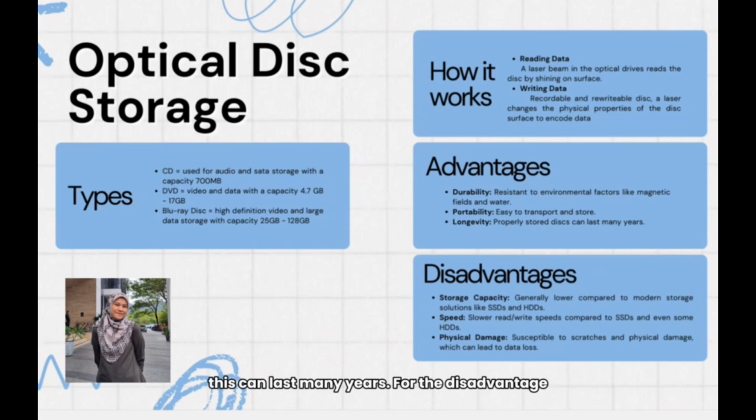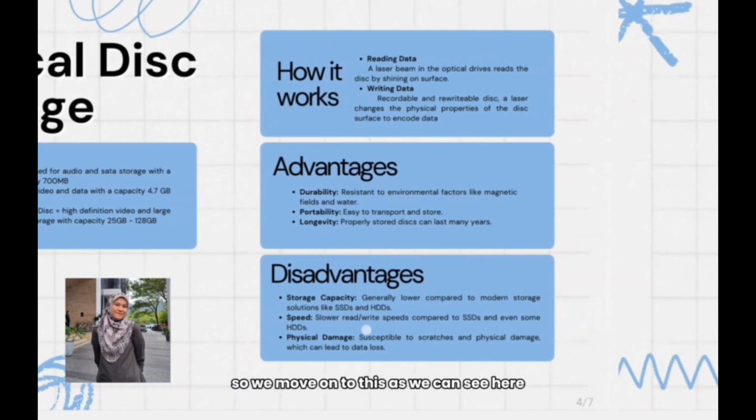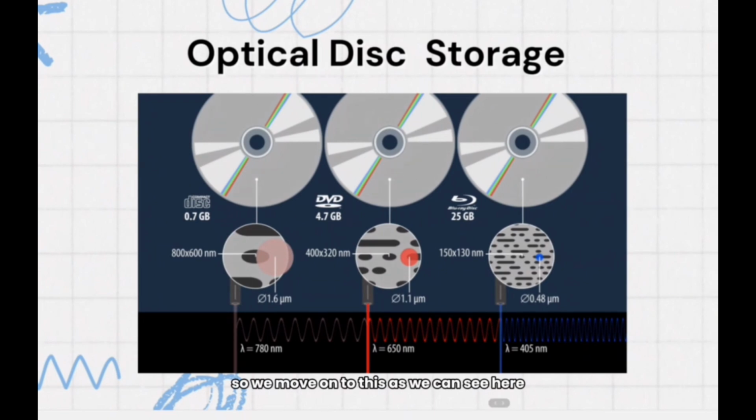For the disadvantages: storage capacity is generally lower compared to modern storage solutions like SSD and HDD. How about the speed? The read and write speed is lower compared to SSD and even some HDD. Physical damage: it is susceptible to scratches and physical damage, which can lead to data loss. If the CD or DVD has a scratch on the surface, it is considered data loss. Okay, this is damage on the surface. So we move on to this, as we can see here.